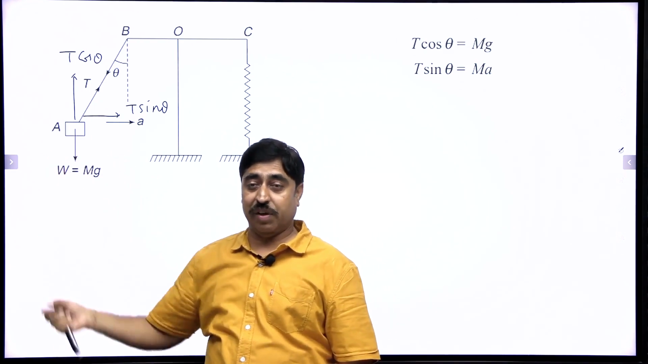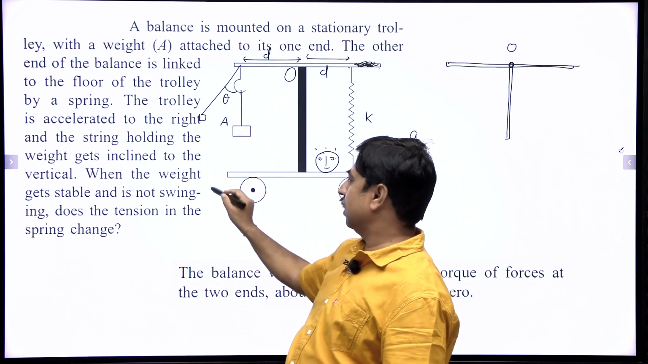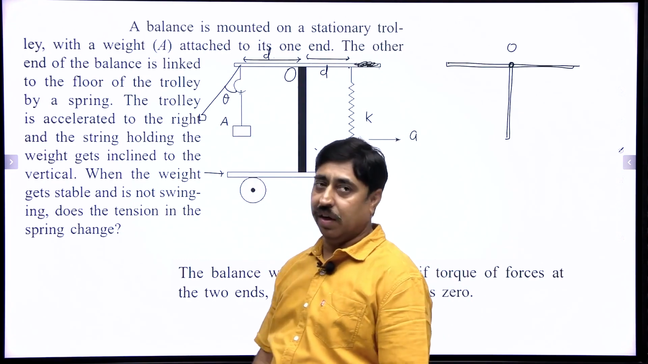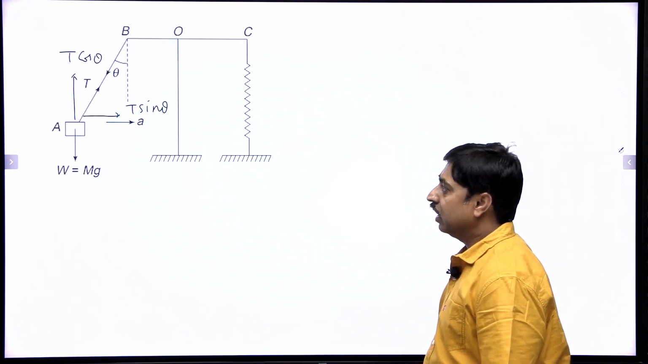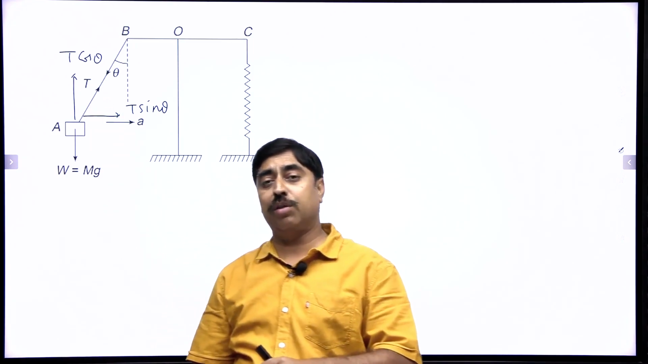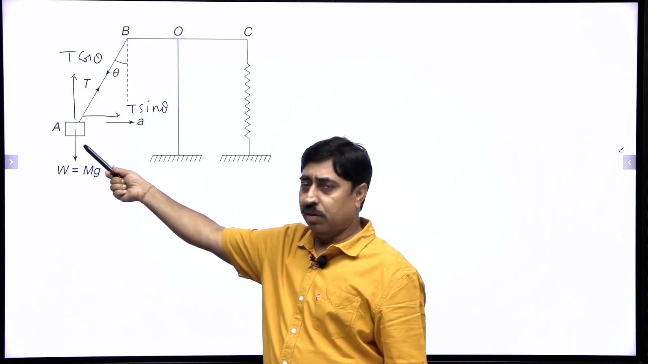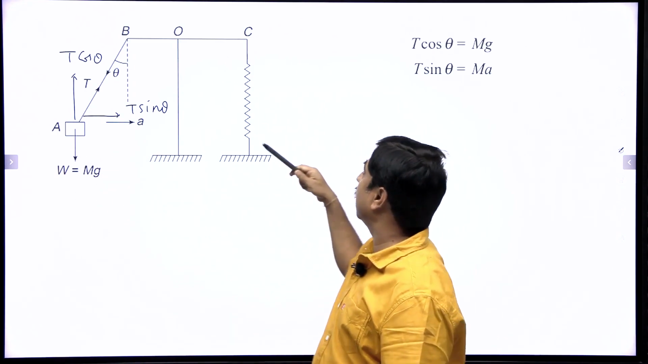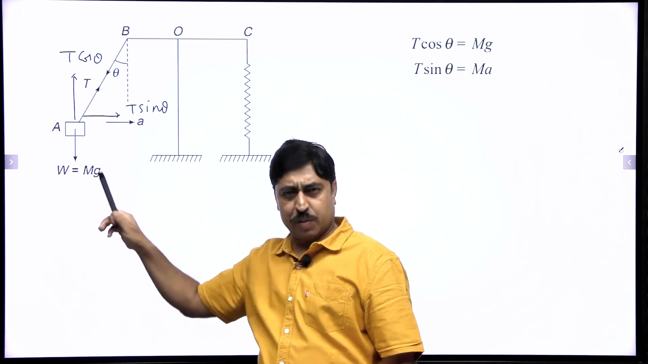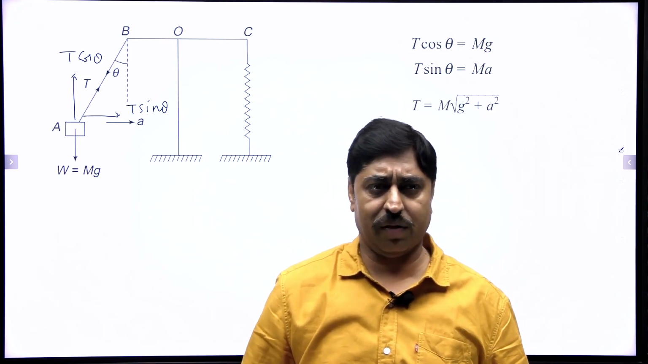Why is this weight accelerated? If you ask me why is this trolley accelerated, somebody must be applying some horizontal force on it. But why is this weight accelerated? Then the answer is that this weight is experiencing a tension force which has got an unbalanced horizontal component. So you can write two equations. T cos theta is equal to mg, that is one equation. There is no vertical movement. And T sin theta is responsible for acceleration. So T sin theta, the force, is equal to mass times acceleration.